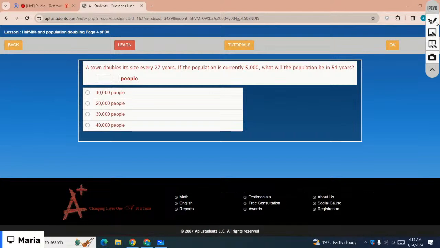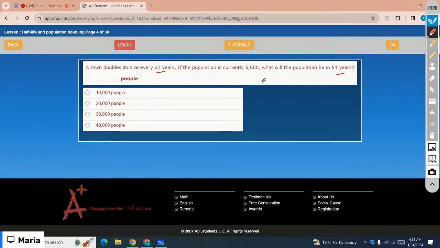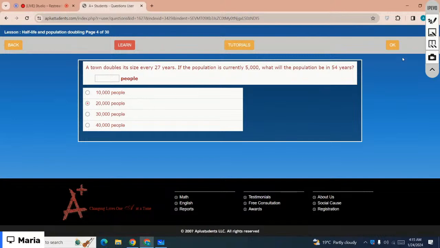First thing you have to do is, from 27 years till 54 years, see how many times it has doubled. So 27 times 2 is 54. That means the population is doubled twice. So you have to do 5 times 2 times 2. That is the first double, and that is the second double. So 2 times 2 is 4 and 4 times 5 is 20. That means after 54 years you have 20,000 people. Got it? The correct option is 20,000. Option number 2 is the correct option. Got it?